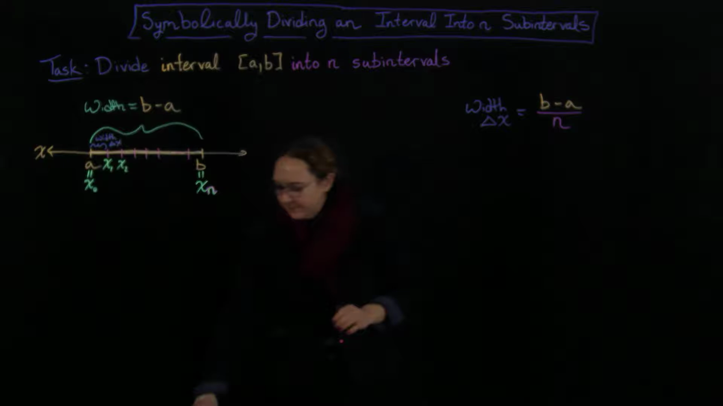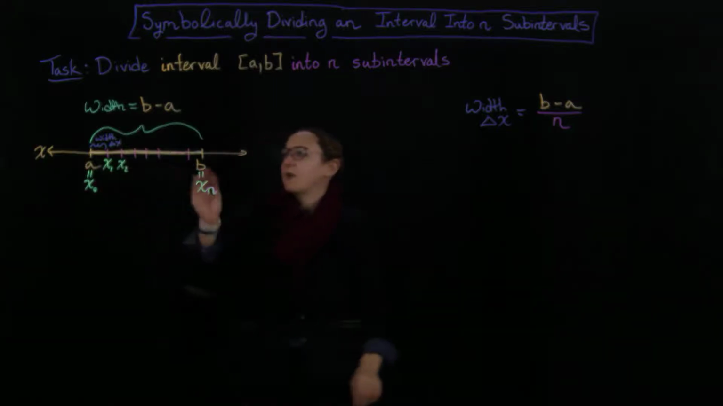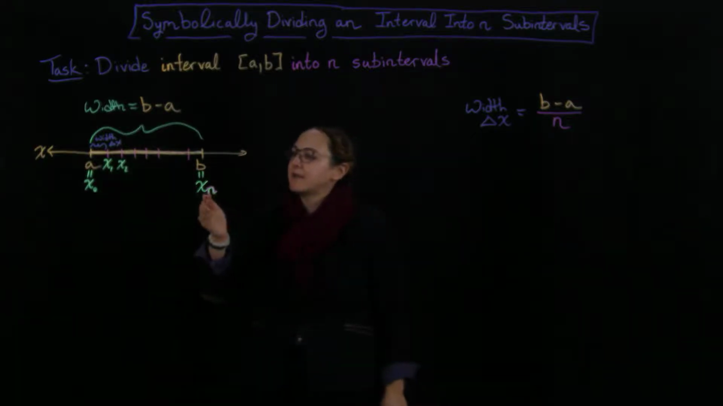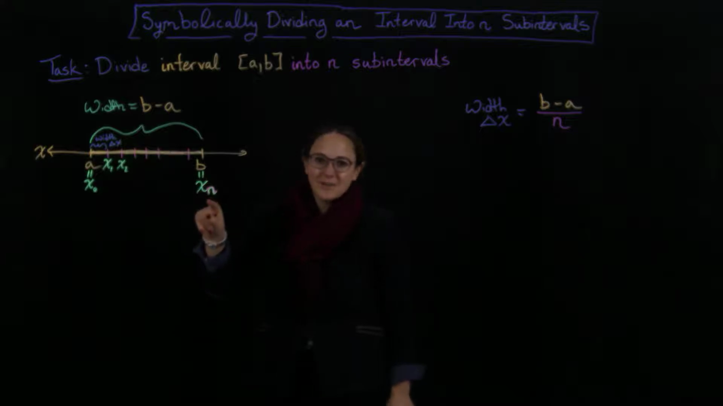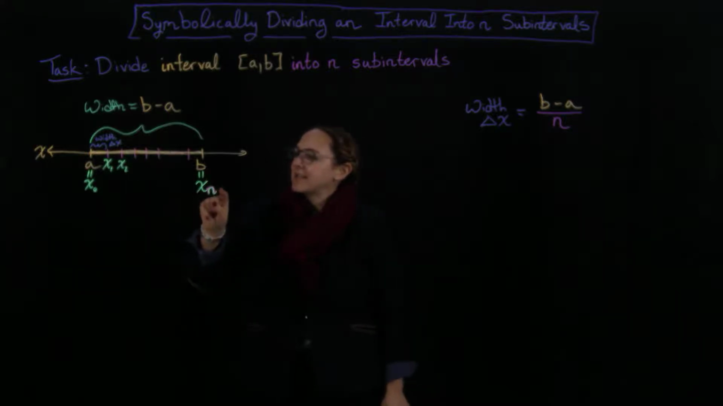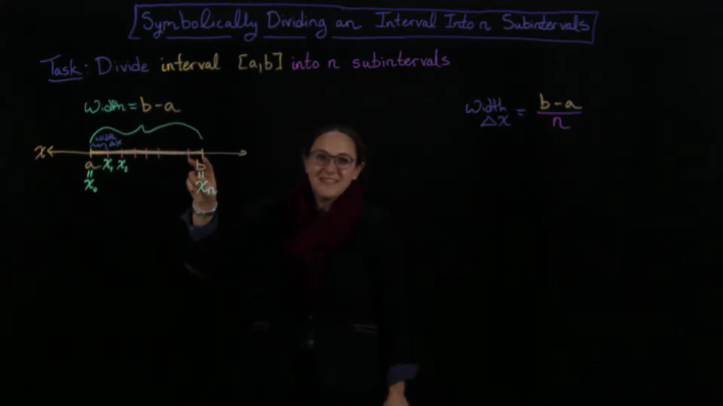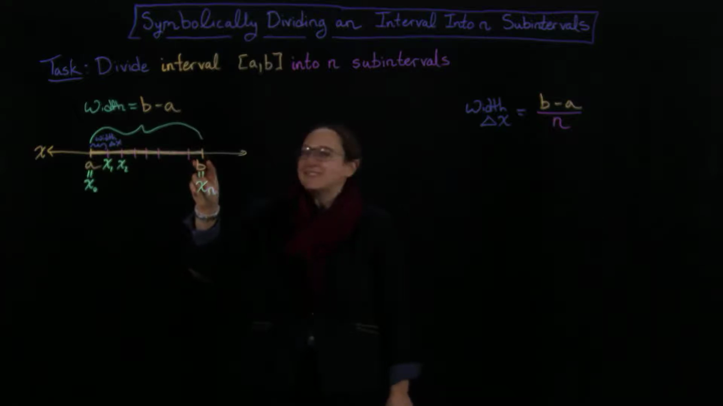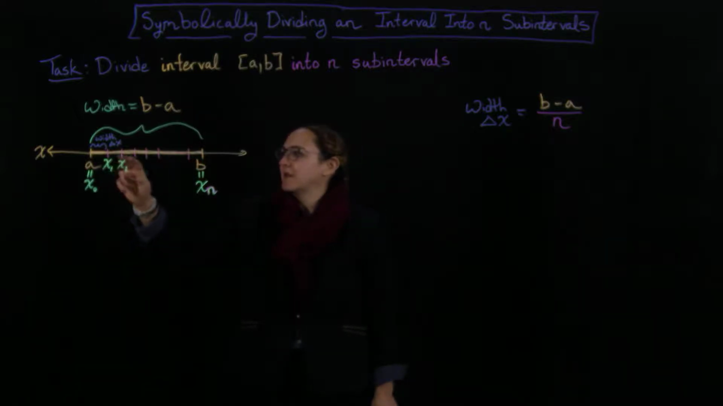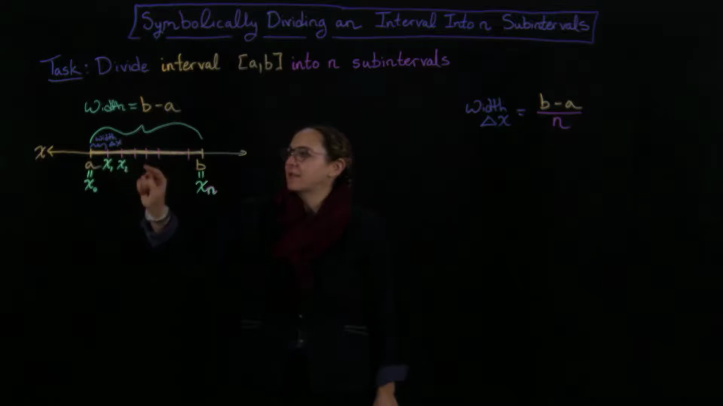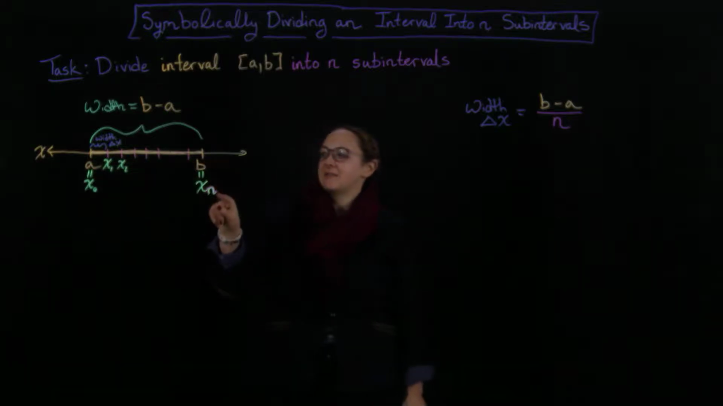Okay, so the first thing that we had to figure out was the width, but then we also had to figure out that this is going to go up to xn, because this index tells you which of these intervals it is, which of these subintervals. This is the first subinterval, the second subinterval, the third subinterval. There's n of them, so this should be the nth, so that's an n.